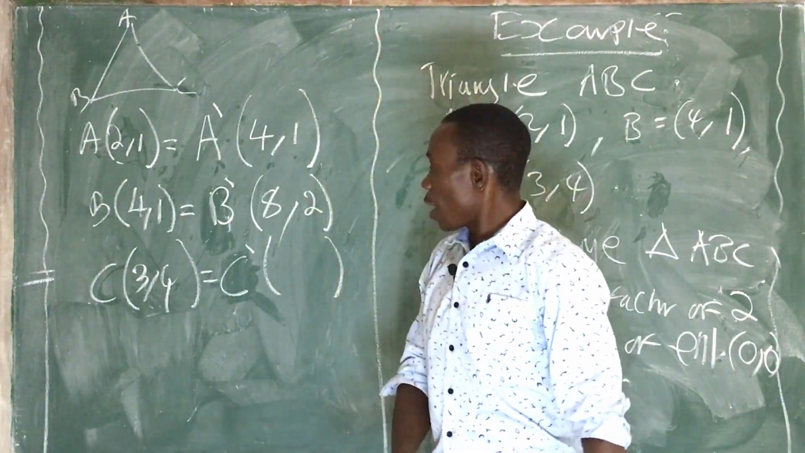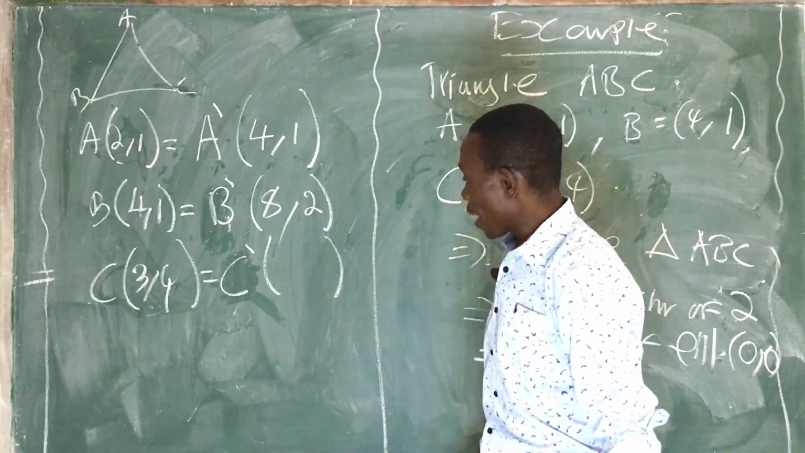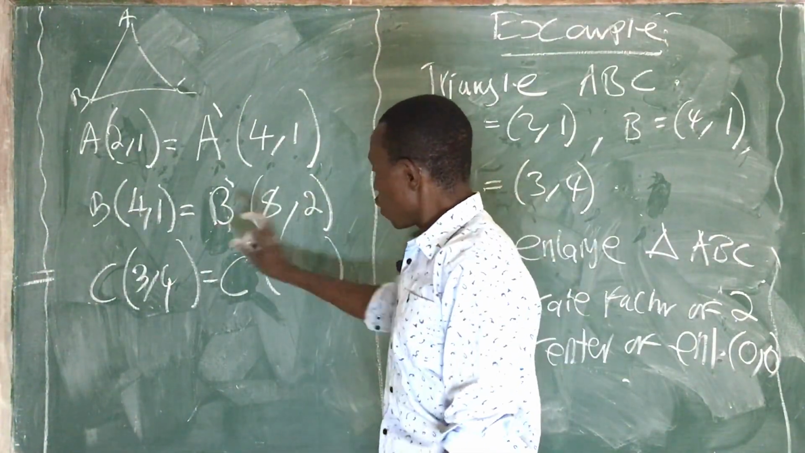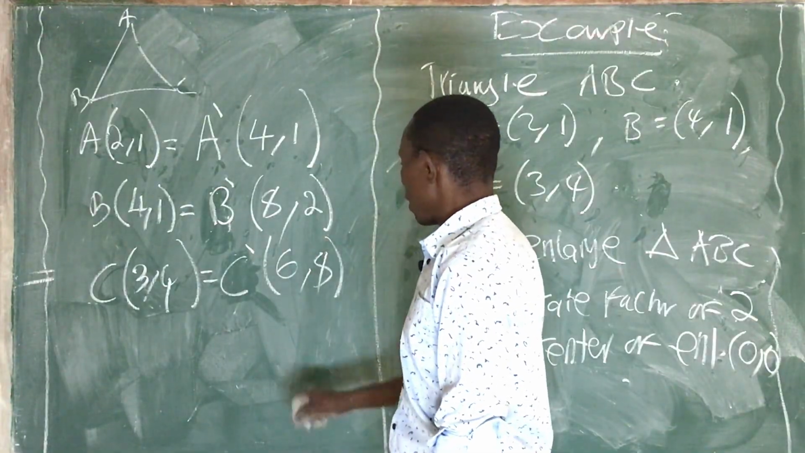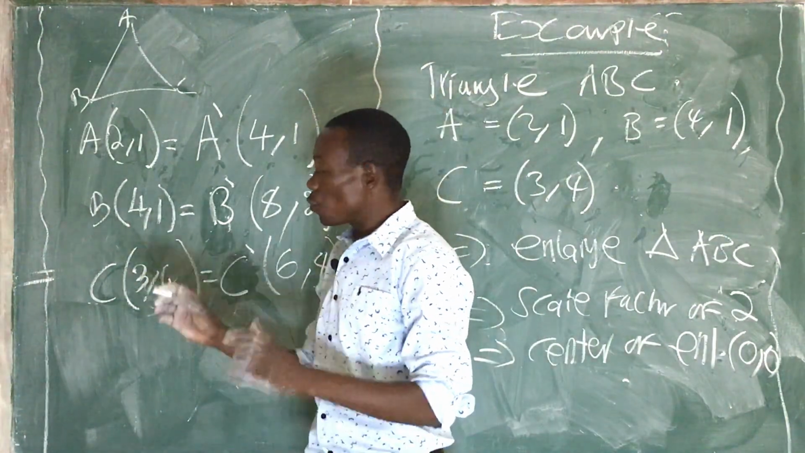The new position of C will be defined by the coordinates after multiplying these coordinates by 2. So it will be 2 multiplied by 3, you get 6. 2 multiplied by 4, you get 8.